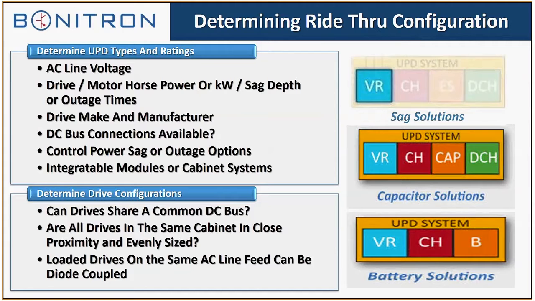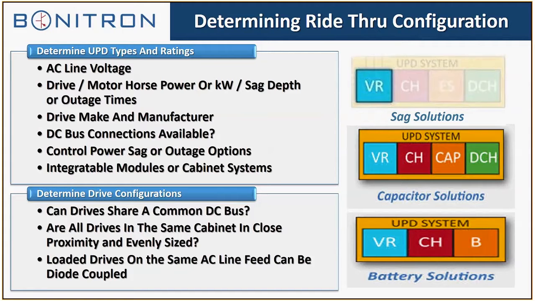And then what type of enclosure or configuration do you want? We provide two versions: integratable modules, which if you look at the small colored blocks to the right, those actually represent the integratable modules, and then the yellow border around it is the full UPD system. Now another way to possibly save a customer some money is, can the drive share a common bus? We can provide one ride-through rated for a full common bus with multiple inverters. We just have to know the total amount of kilowatts required to hold up all the inverters on the bus. And are the drives in the same cabinet, in close proximity, and evenly sized is a consideration.